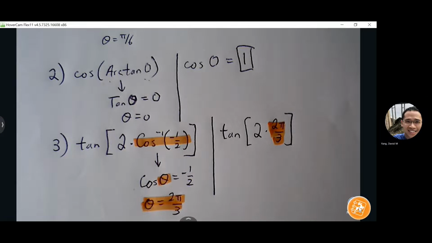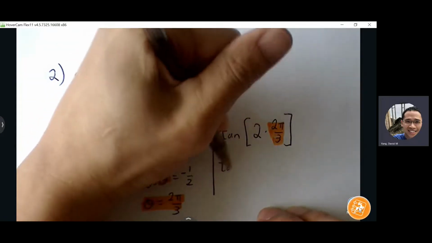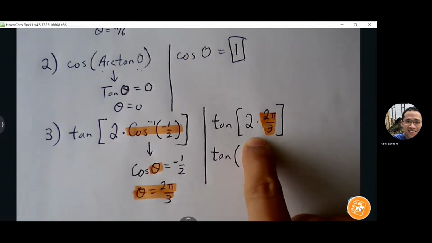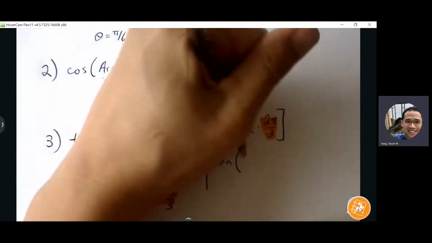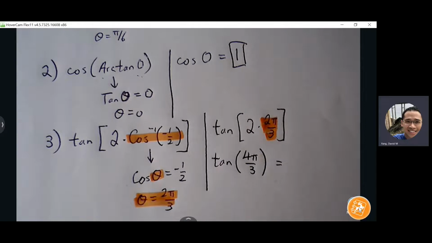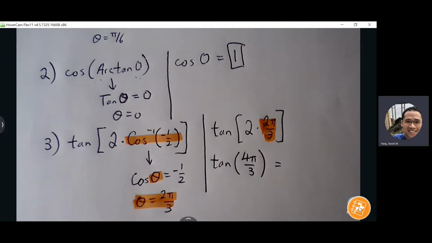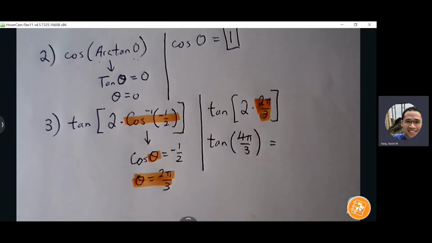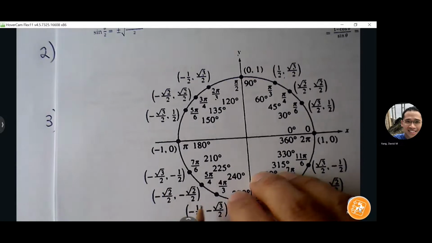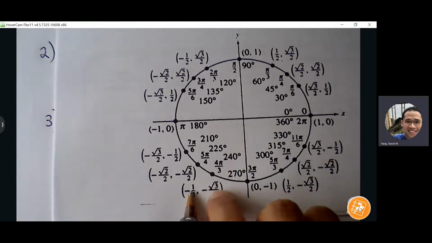Everybody okay so far? Okay, so now it becomes more straightforward. Multiply this through, what do I get? 4 pi over 3. And now it's just a straightforward unit circle question here. Tangent of 4 pi over 3. Right, we look in the third quadrant, tangent of 4 pi over 3 equals y over x, right? So √3 over 1, which is just √3.